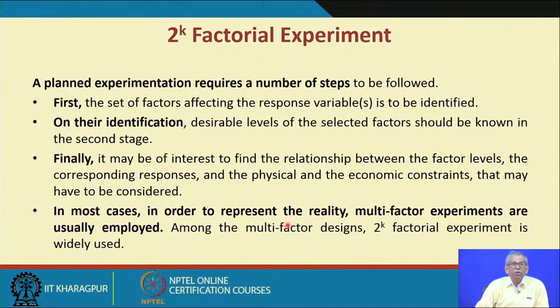Now let me explain what this 2 to the power k factorial experiment is. Here, in 2 to the power k, at the first instance you must know that k means the k number of factors that you are considering in experimentation. Then what is 2? 2 means that for each of these k factors you consider just 2 levels. So it is k number of factors, each factor at 2 levels. Supposing you consider k factors and each factor is at 3 levels, then how do you specify the factorial experiment? It should be a 3 to the power k factorial experiment.